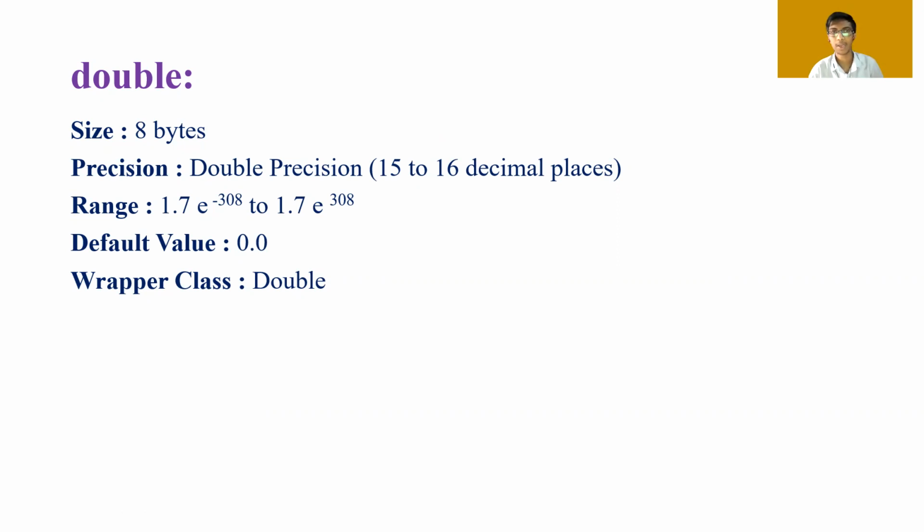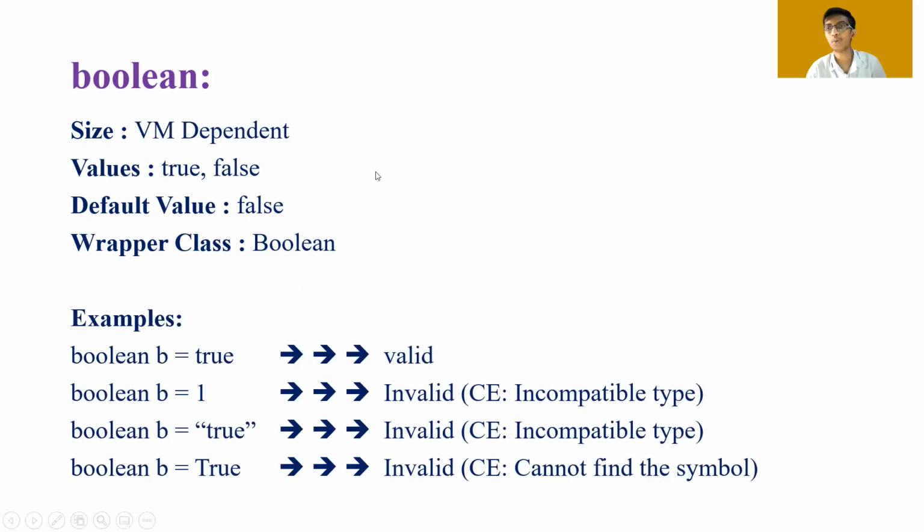Okay, now see here, the next one was the boolean data type. We are now shifting to the non-numeric data types. The boolean data type size is virtual machine dependent, like 1 byte or 1 bit, because it is going to hold just true or false data only. It depends on the virtual machine. The only values possible are true and false. Other than that, no values are possible for the boolean data type. Similarly, the default value is false, and the wrapper class support is the Boolean class.